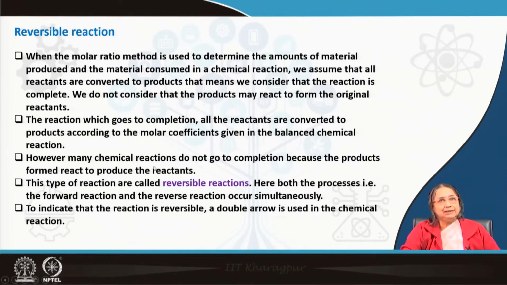That means reactants form the products, at the same time products also form the reactants. This type of reaction is called the reversible reaction. Here both the processes, that means the forward reaction and the reverse reaction, sometimes instead of reverse reaction we call the backward reaction also, they occur simultaneously. And to indicate that the reaction is reversible, we always use a double arrow in the chemical reaction.